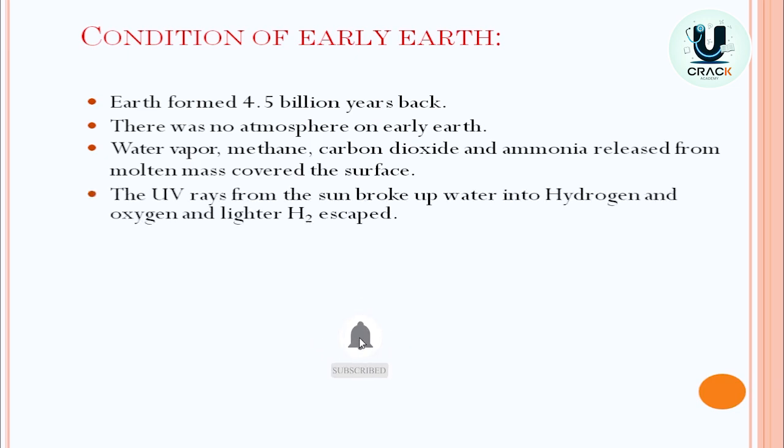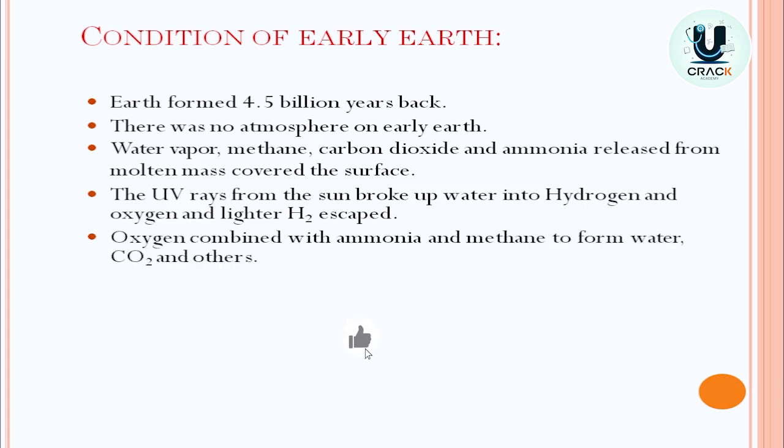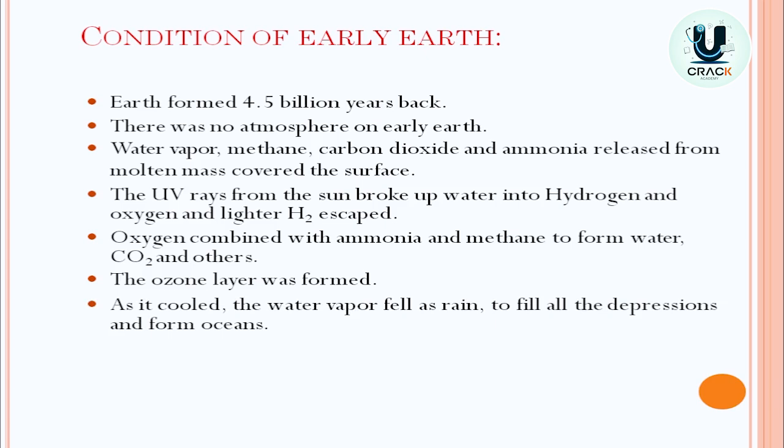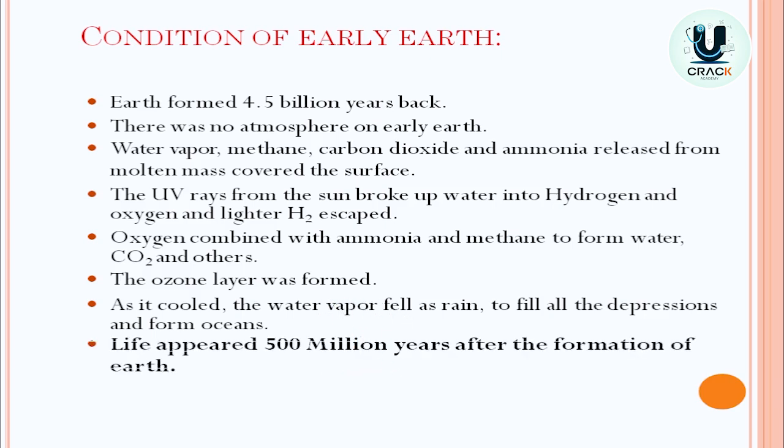UV rays from the sun broke up water into hydrogen and oxygen, and the lighter H2 escaped. Oxygen combined with ammonia and methane to form water, carbon dioxide, and others. Ozone layer was formed. As it cooled, the water vapor fell as rain to fill all the depressions and form oceans. Life appeared 500 million years after the formation of Earth.